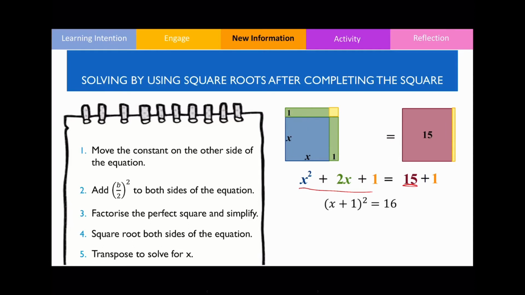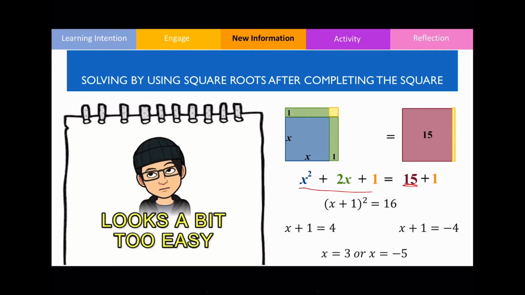So in this case, if you remember, when you square root a positive number, there's always going to be a positive answer as well as a negative answer. So therefore, it's going to be x plus 1 is equal to positive 4, or x plus 1 could equal negative 4. And now all we do is just rearrange it to solve for x. So therefore, x is going to equal 3, or x is going to equal negative 5, okay? Let's go through another example of how to do this method.